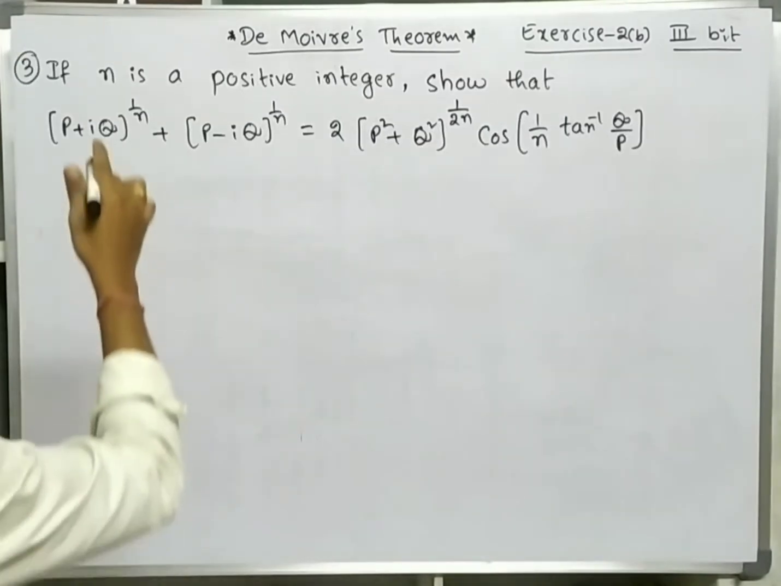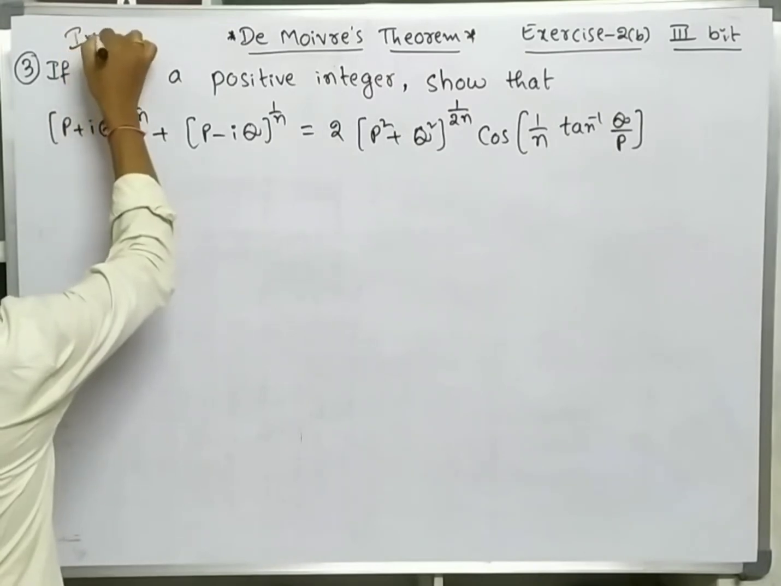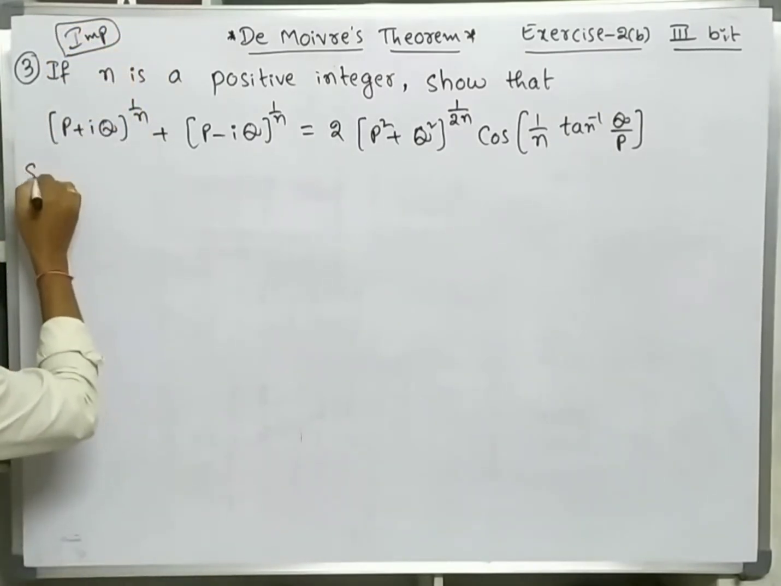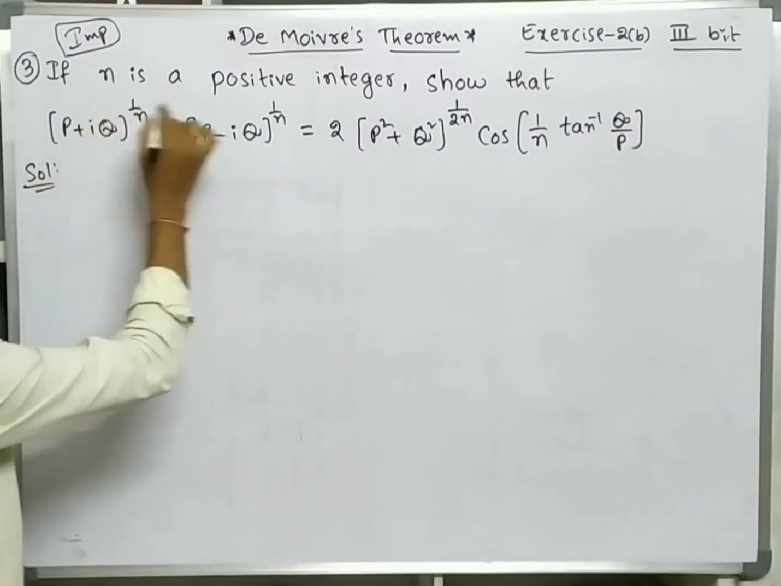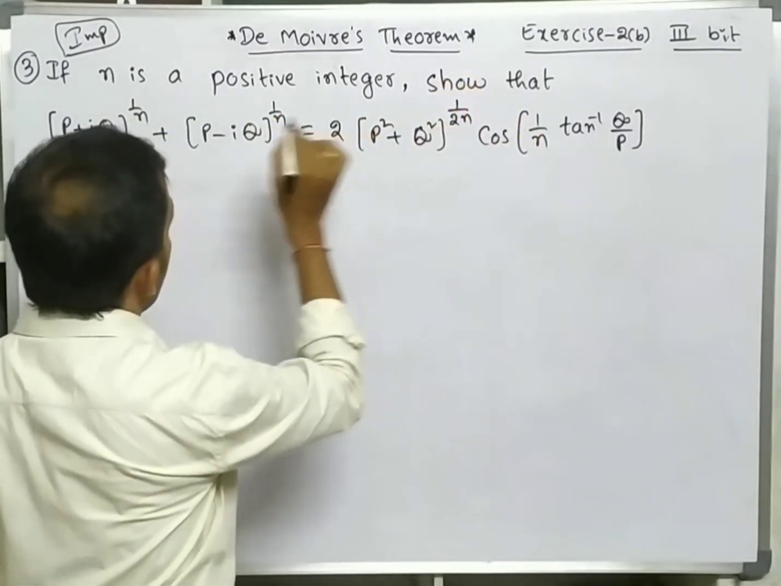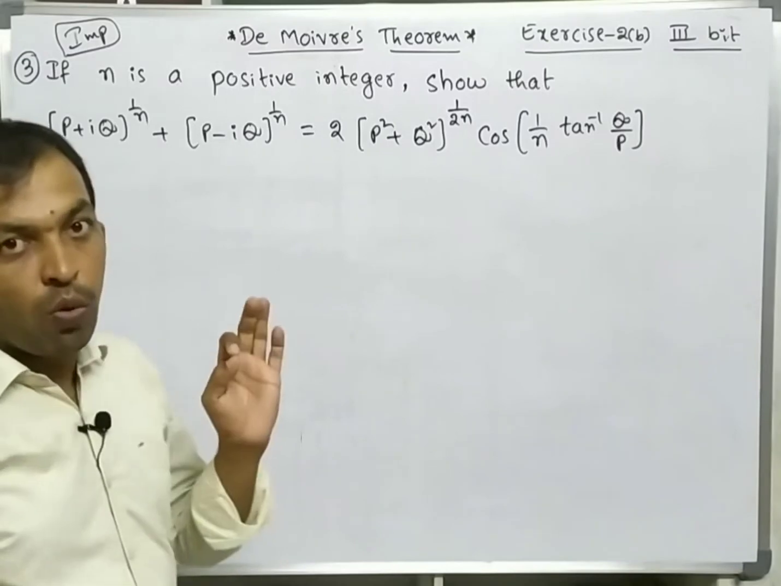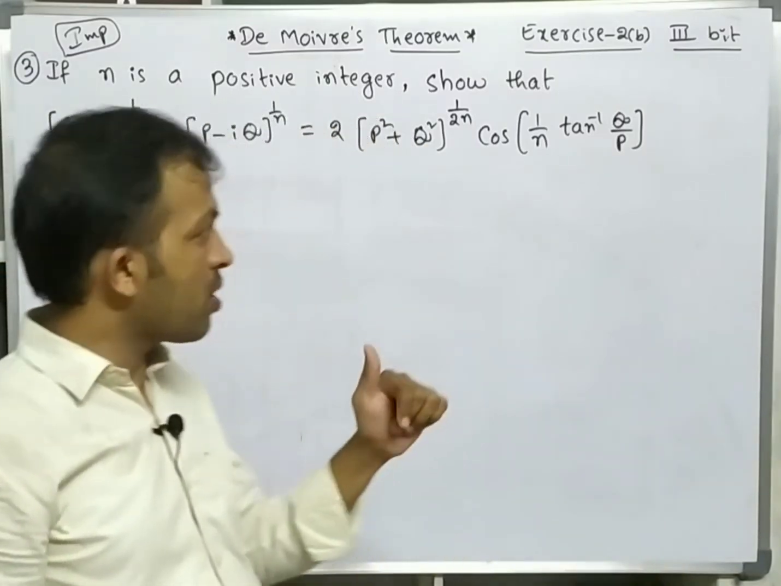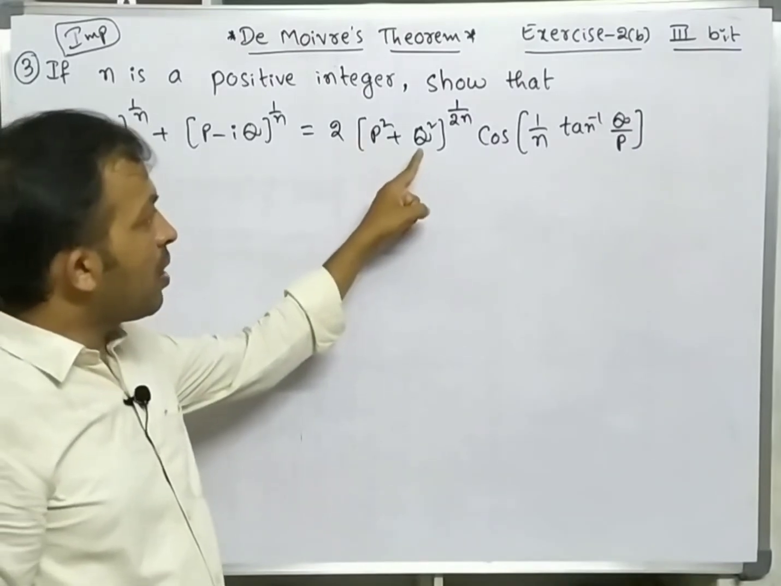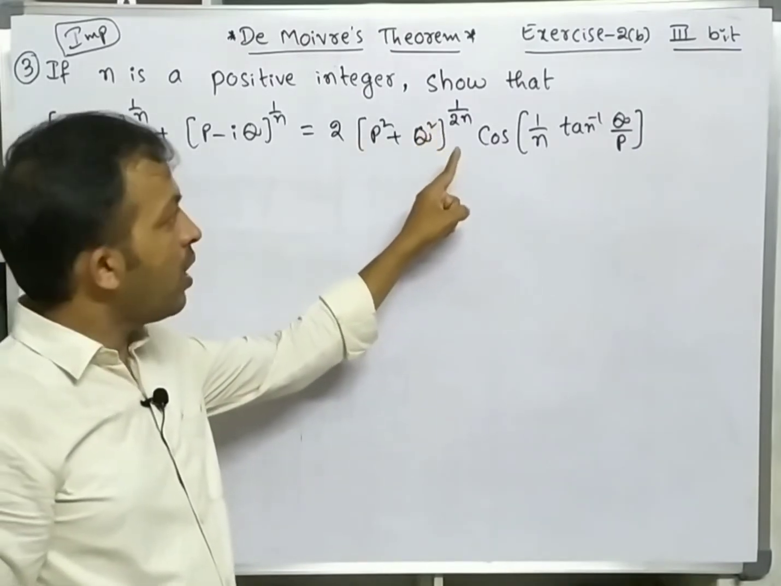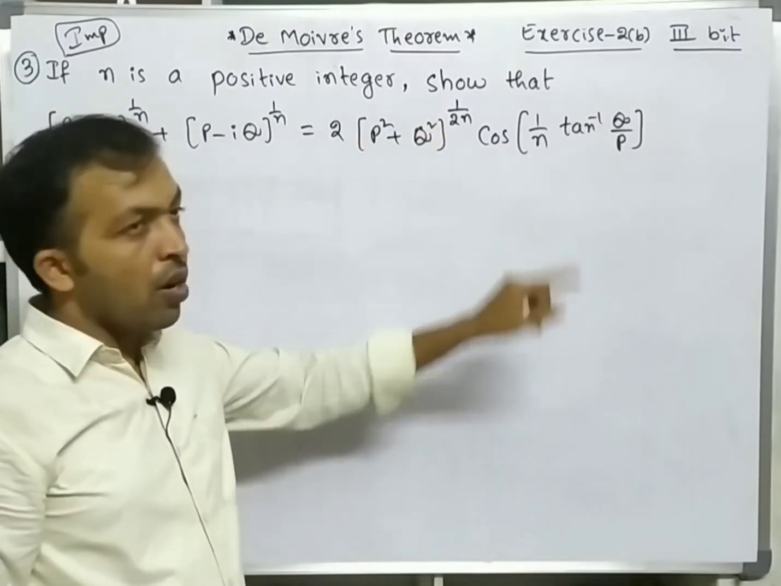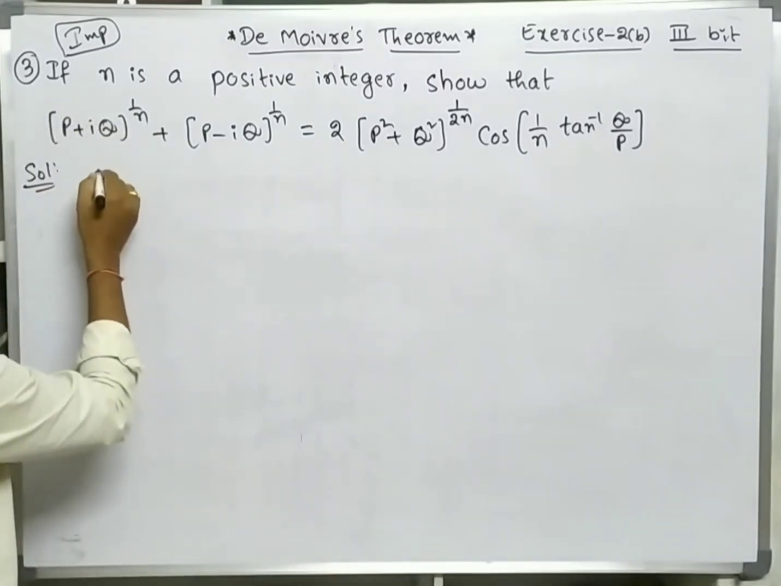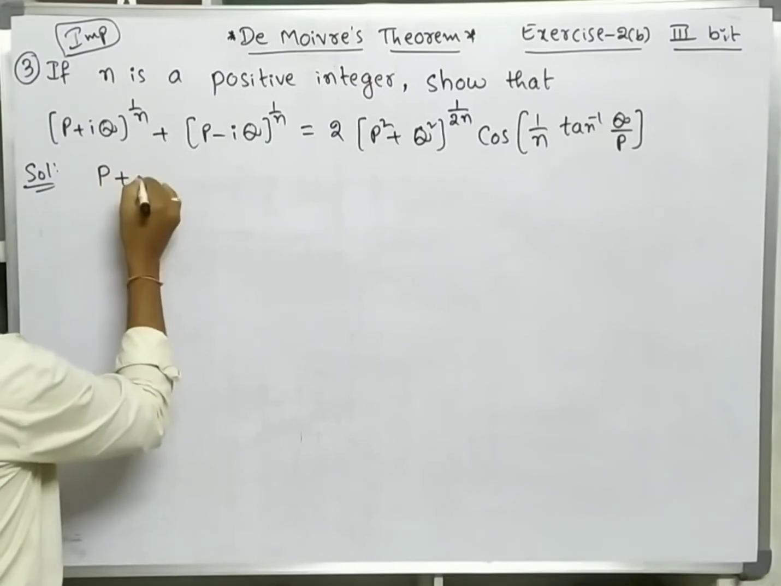Next, third problem, an important problem for 7 marks, once asked in the intermediate public examination. If n is a positive integer, then show that p plus iq whole power 1 by n plus p minus iq whole power 1 by n is equal to 2 into p square plus q square whole power 1 by 2n cos of 1 by n tan inverse of q by p. Okay, so here we will use the modulus amplitude form.